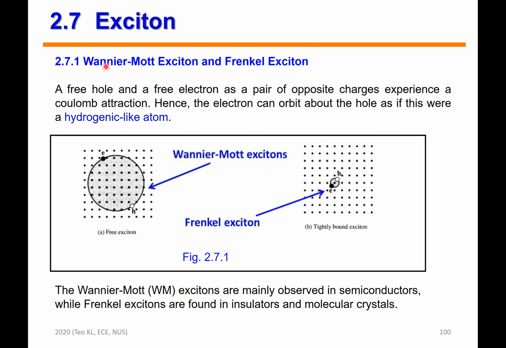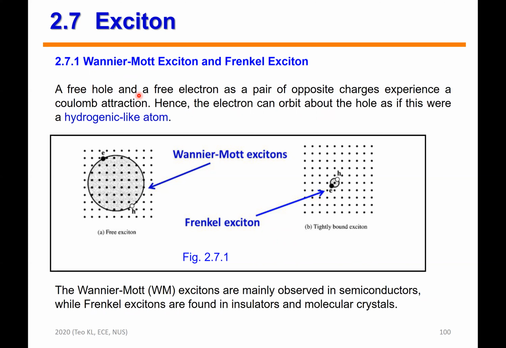Next topic is the exciton. There are two types of excitons called the Wannier-Mott exciton and the Frenkel exciton. Exciton is a very complex concept. Basically, it involves a free hole in the valence band and a free electron in the conduction band. Because they have opposite charge, positive and negative, they experience a Coulomb attraction, so the electron can orbit about the hole as if they are like a hydrogen-like atom.